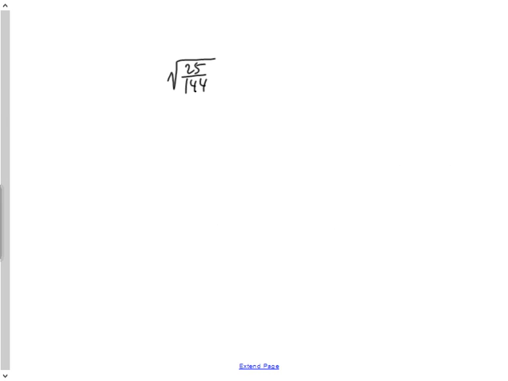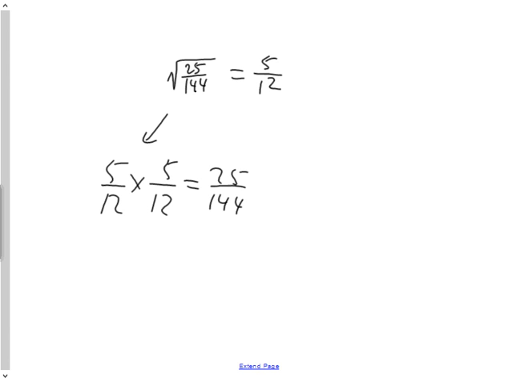Next question. What is the square root of 25 over 144? There are 2 ways you could solve this question. The first way is to think about what fraction multiplied by itself gives you 25 over 144. Since 25 and 144 are both perfect squares, you would have 5 and 5 in the numerator, 12 and 12 in the denominator. Therefore, as a fraction, your answer is 5/12.